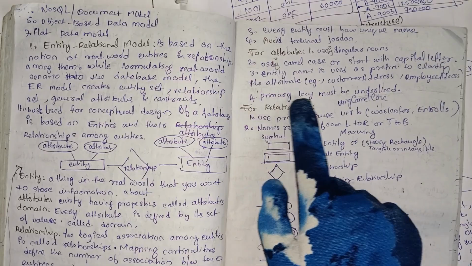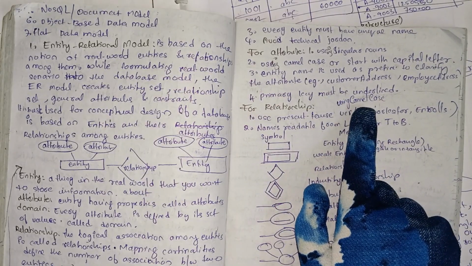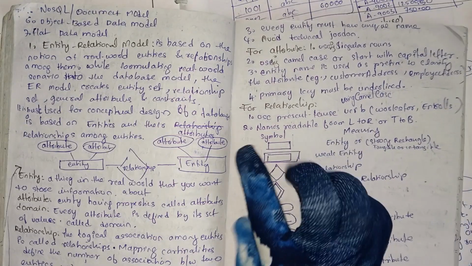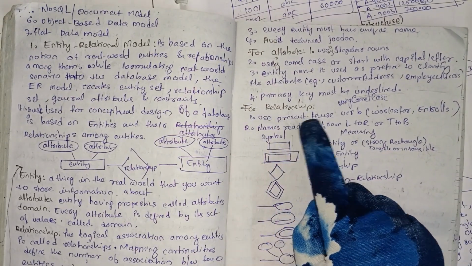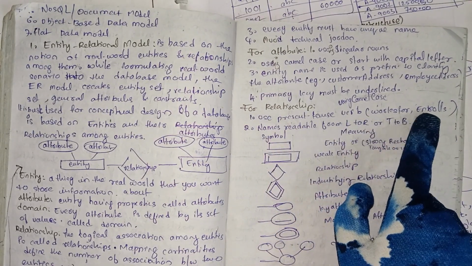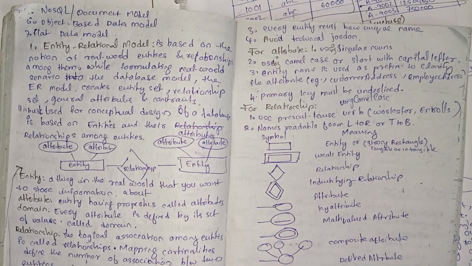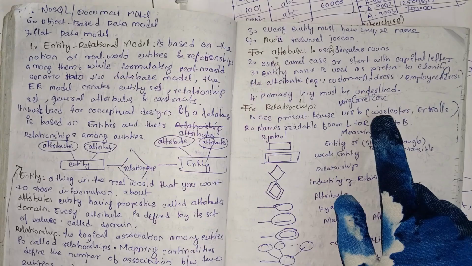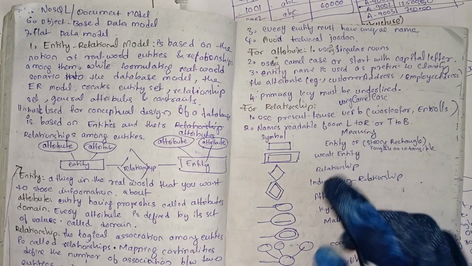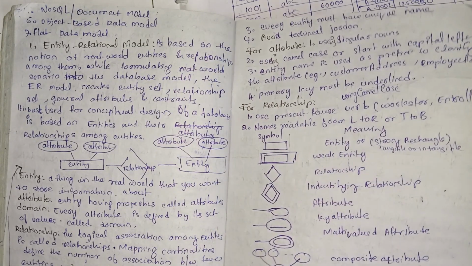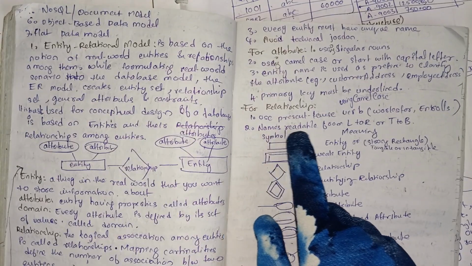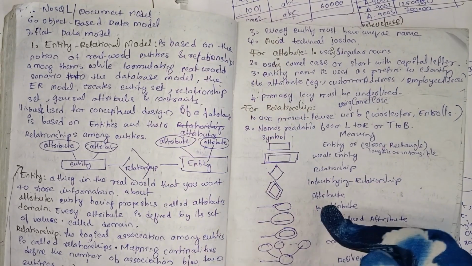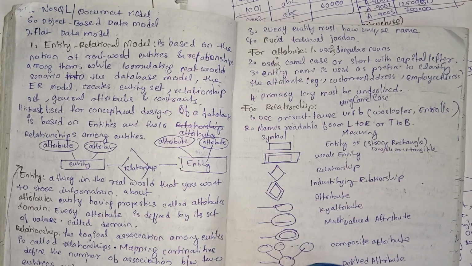And a primary key must be underlined. If an attribute is a primary key, then it should be underlined in the diagram. And for a relationship, use a present tense verb like works for, enrolls for. Not worked for, not enrolled, not used like that. Names should be readable from left to right and top to bottom in the diagram.